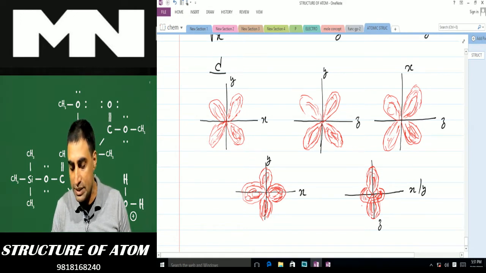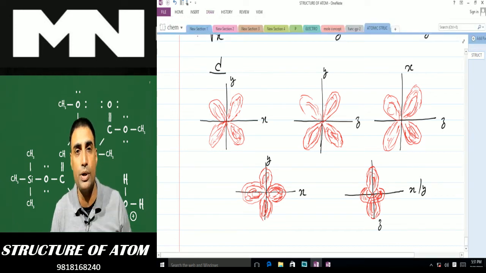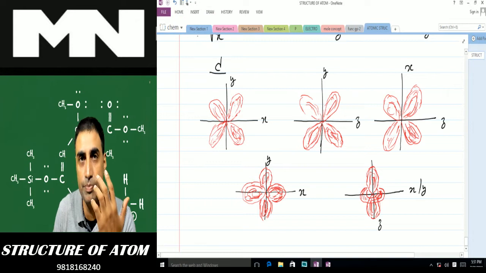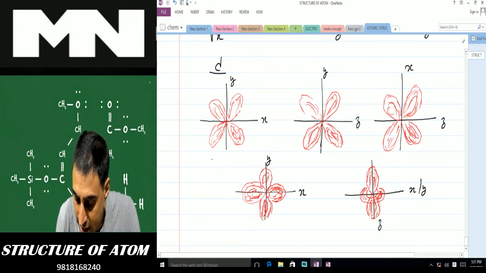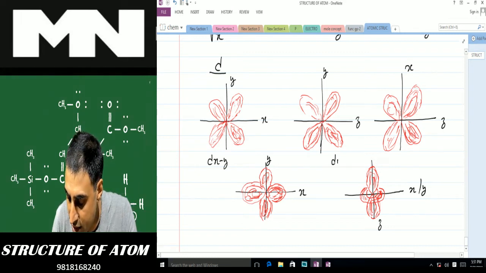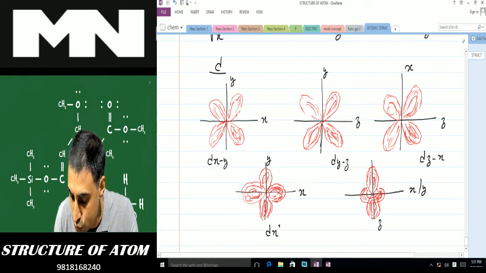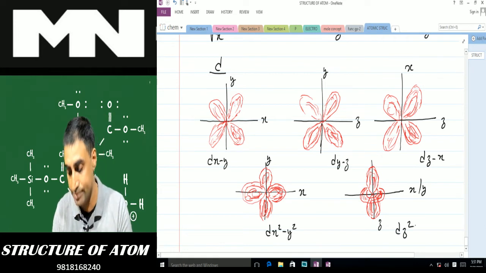As far as the orbitals are concerned, the electron of d subshell can orient in 5 types. It is doubled, so it can orient in xy. So here I have dxy. Here I have dyz, here I have dzx, here I have dx square minus y square, and here I have dz square.